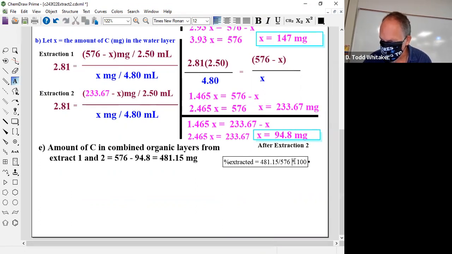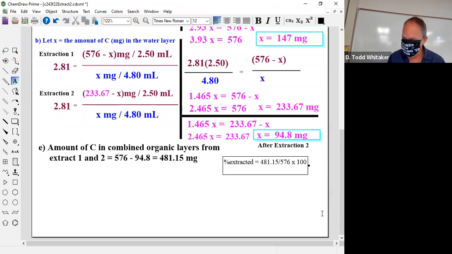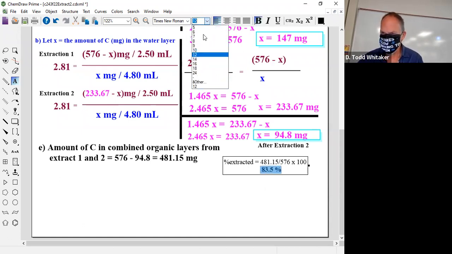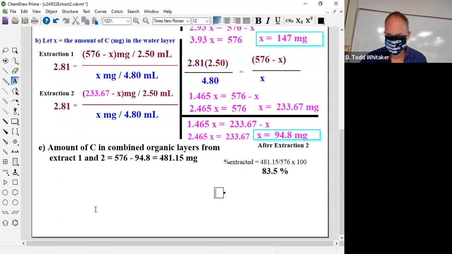Don't do that. That's for your calculator. That's not for writing on an exam or anything. Times 100. That's not an X, it's times. And a little under 90. Okay, a lot under 90. 83.5, you said? Okay.